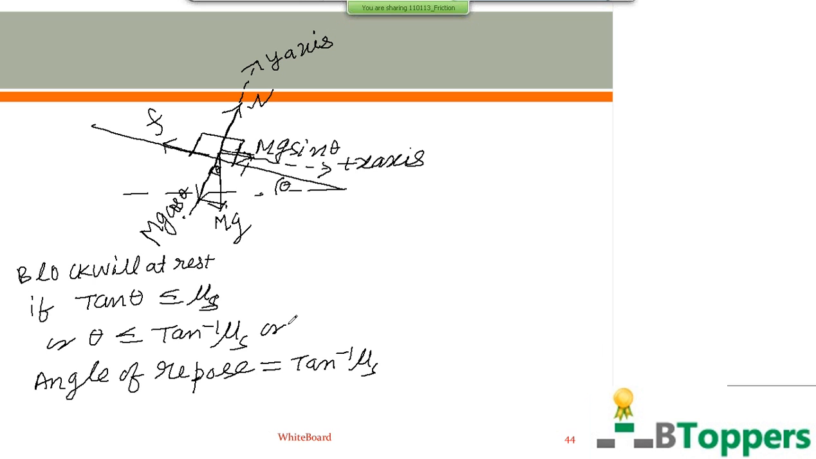Earlier I have discussed the angle of friction denoted by phi, which is equal to tan inverse us. That means the angle of repose is equal to the angle of friction. And for a block resting on an inclined surface, the angle of repose is equal to the angle of friction. That means the block remains at rest on the inclined surface if the angle of inclination theta of the inclined plane to the horizontal is less than or equal to the angle of friction between the two surfaces in contact.